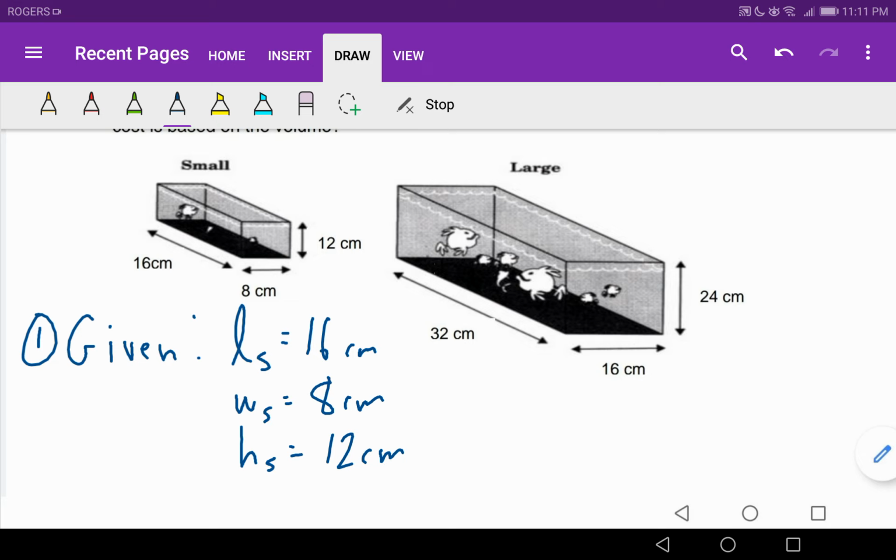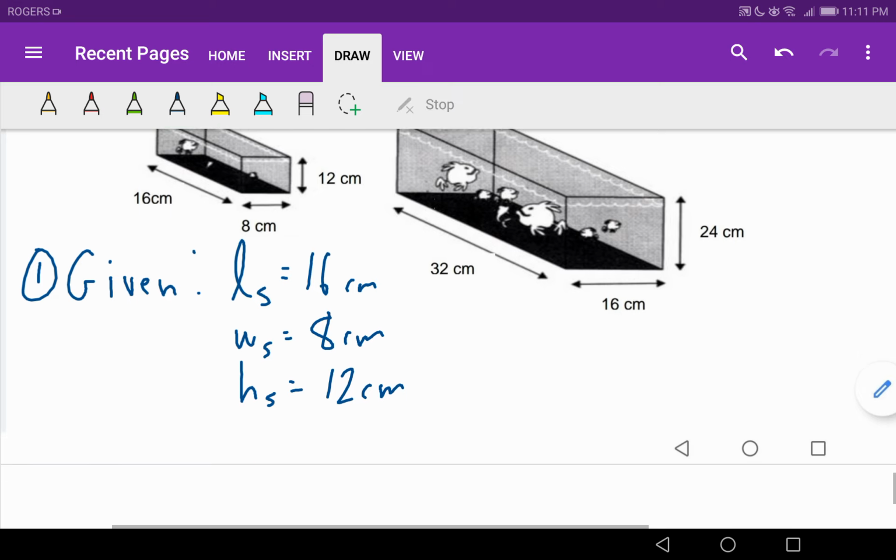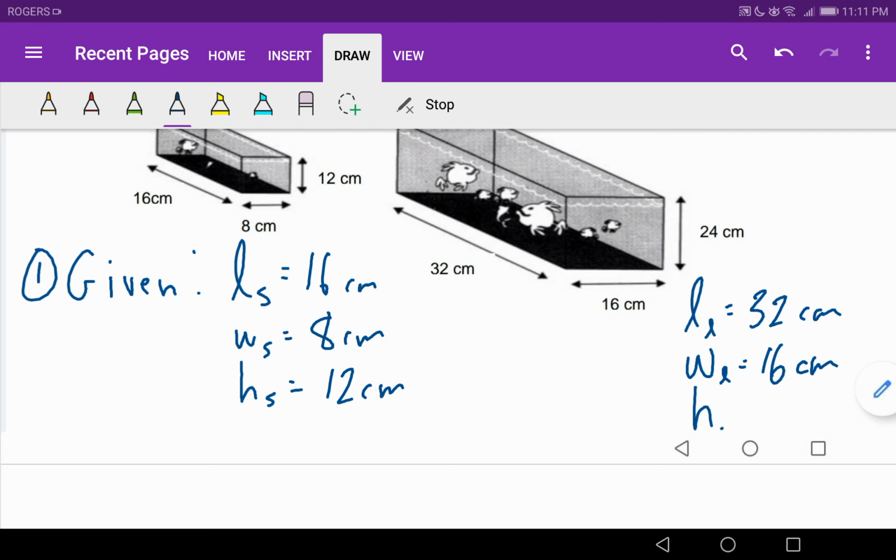And also, I am given this information here. So my length of the large aquarium is 32 centimeters. My width of the large aquarium is 16 centimeters. And my height of the large aquarium is 24 centimeters. All right, so that's what's given to me.